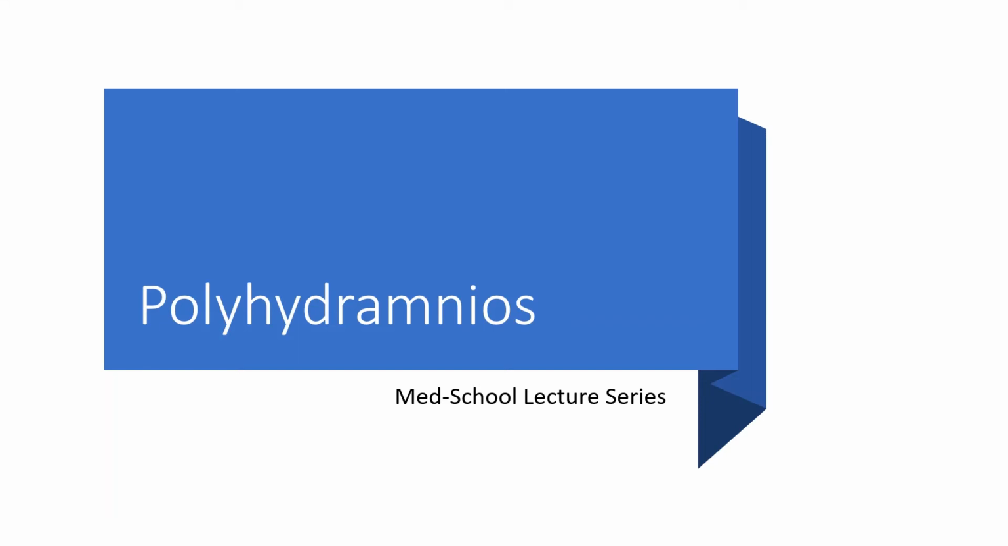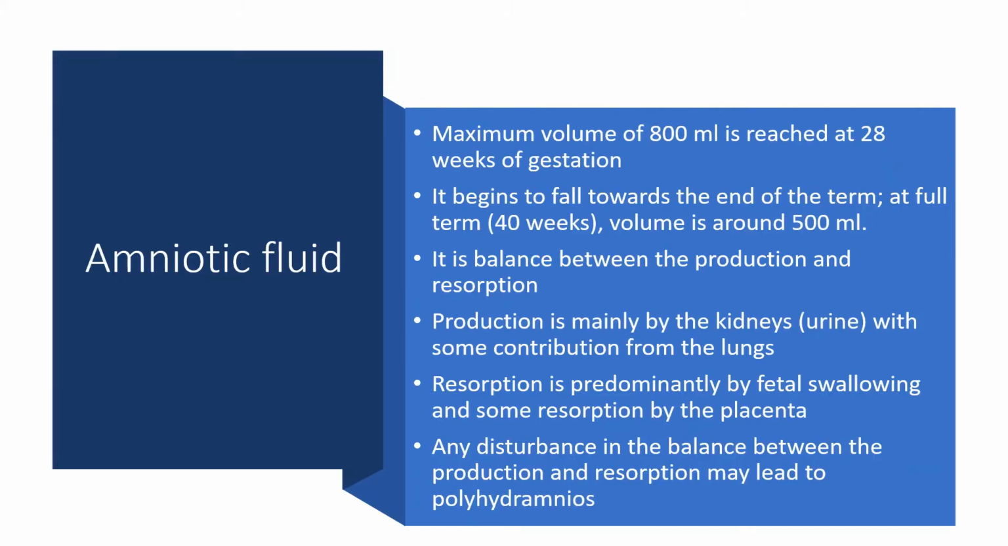We are going to talk about polyhydramnios, which is too much amniotic fluid around the fetus. First, we'll talk about what happens under normal circumstances. The maximum volume of amniotic fluid is produced by the end of 28 weeks of gestation. That is, by the end of the second trimester, there is a maximum volume of amniotic fluid, which is 800 ml around the fetus. After that, it gradually goes down. So by the end of full term, at the end of the 40th week, the volume is around 500 ml.